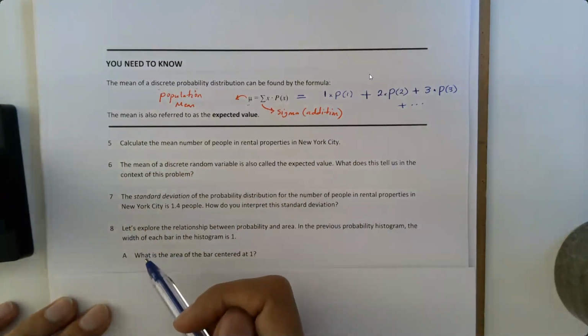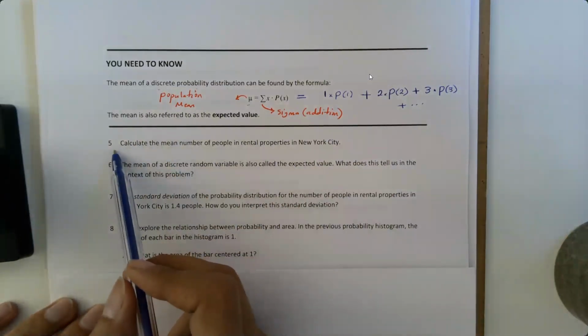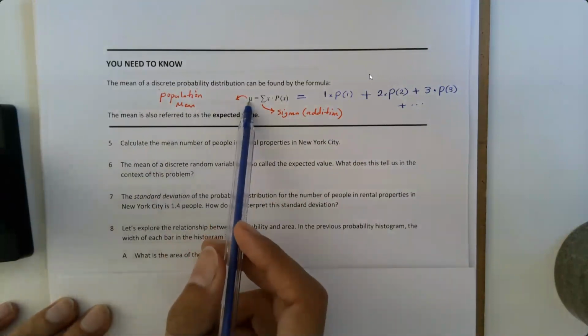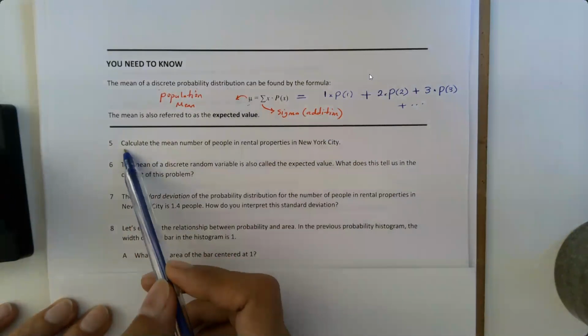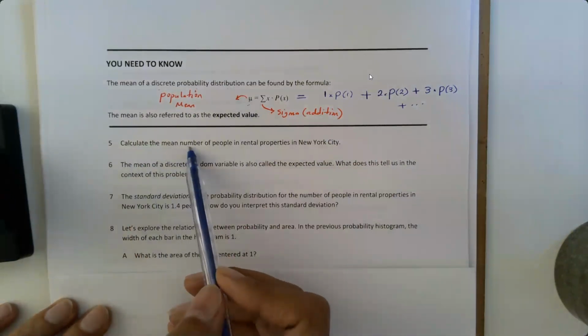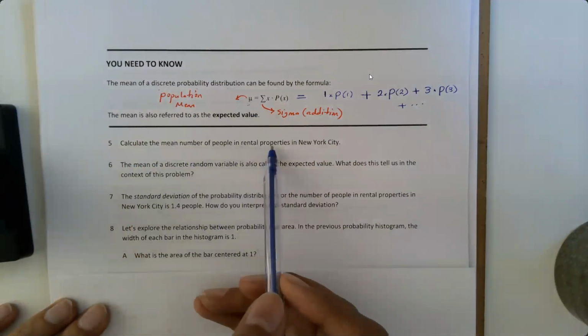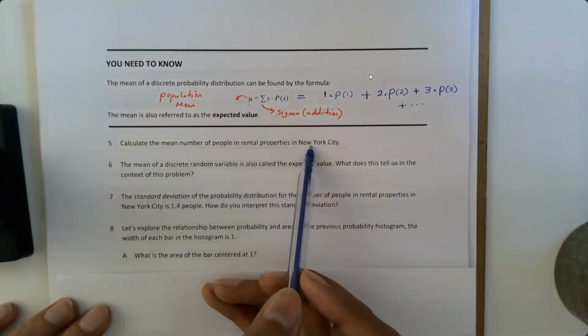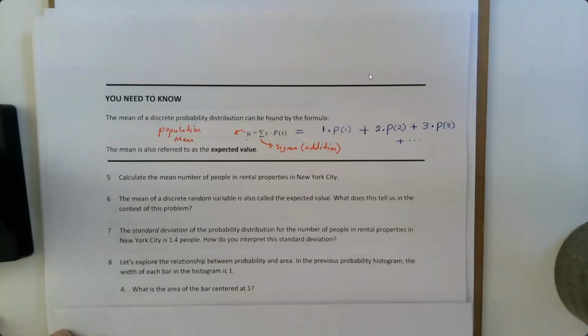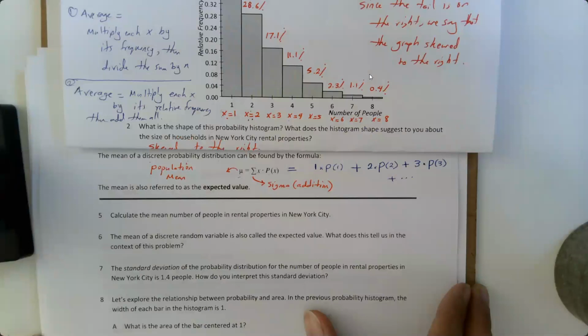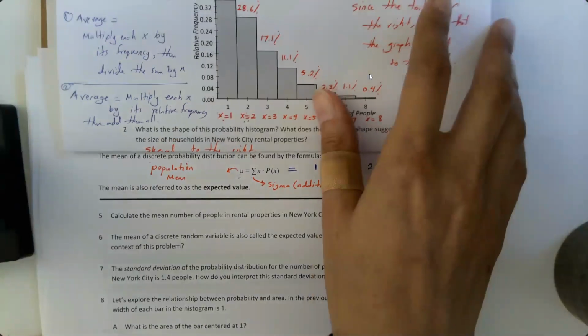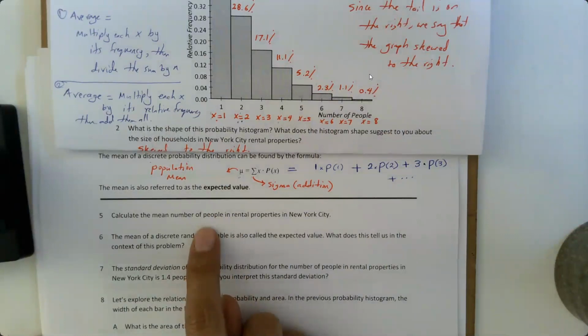So, question says, hey, now that you have this nice formula, you can easily calculate the mean of the data in the previous example. Question 5 says, calculate the mean number of people in rental properties in New York City. Very well, okay. I need the data, the information that I calculated before. One by one, we're going to solve this problem. But here, the question says, hey, find the mean.